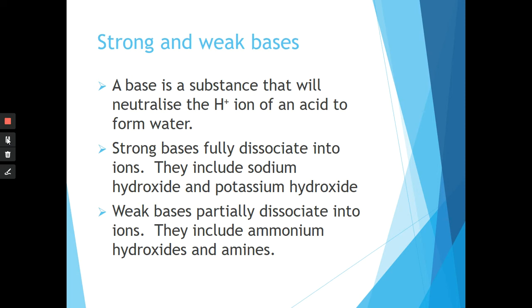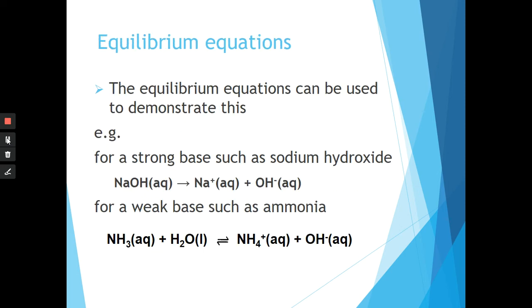So strong bases, like strong acids, fully dissociate into ions. The ones you'll have heard of and regularly used are sodium hydroxide and potassium hydroxide. In a similar manner to our weak acids, our weak bases partially dissociate into ions. You'll be familiar with ammonium hydroxide, but you also need to know that amines are weak bases. Right, the equilibrium equations for these: we've got our sodium hydroxide showing that it splits up completely into sodium ions and hydroxide ions. There's no equilibrium sign there. But our weak base, we've got here, and we've needed to include the water molecules.